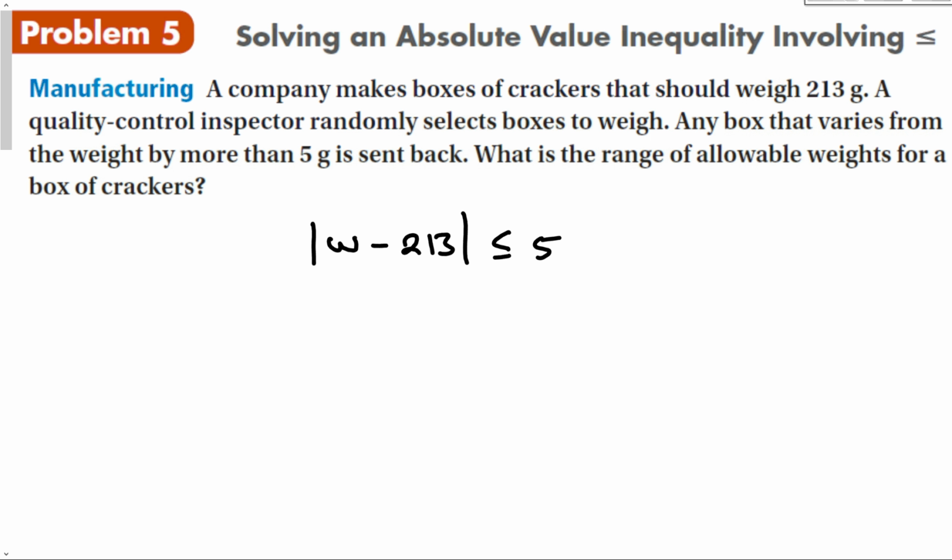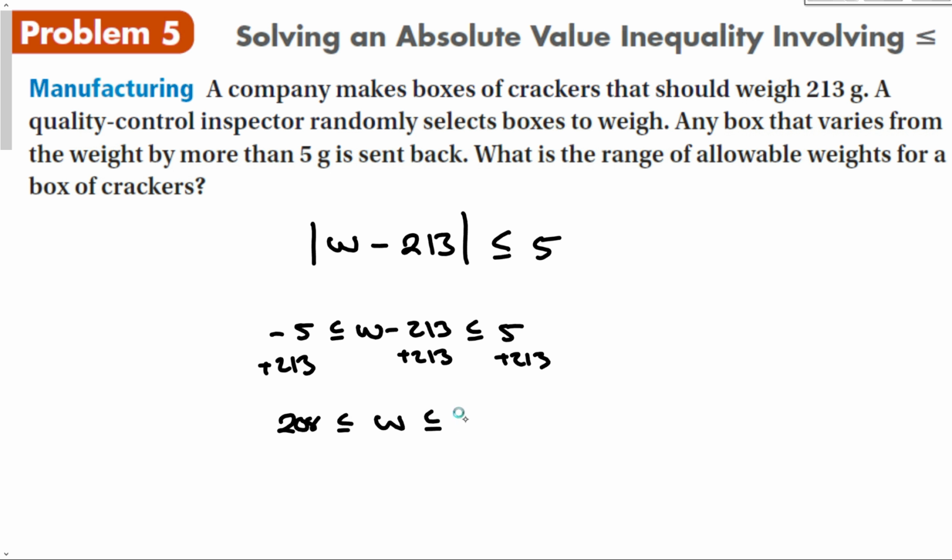Okay? So now I could realize that this is a less than inequality and set it up with a conjunction. So I could go negative 5 is less than or equal to w minus 213 less than or equal to 5. All right, and then add 213 to all sides. And we would get 208 is less than or equal to w is less than or equal to 218. Okay. We could do that.